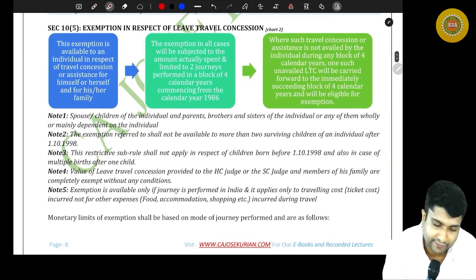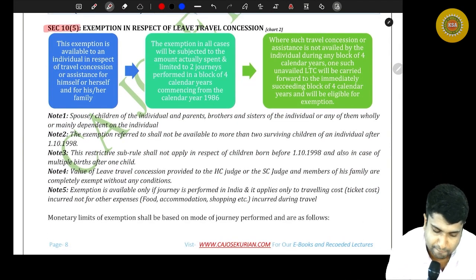Can you read the heading? Section 10 subsection 1, that is exemption in respect of leave travel concession. Listen.